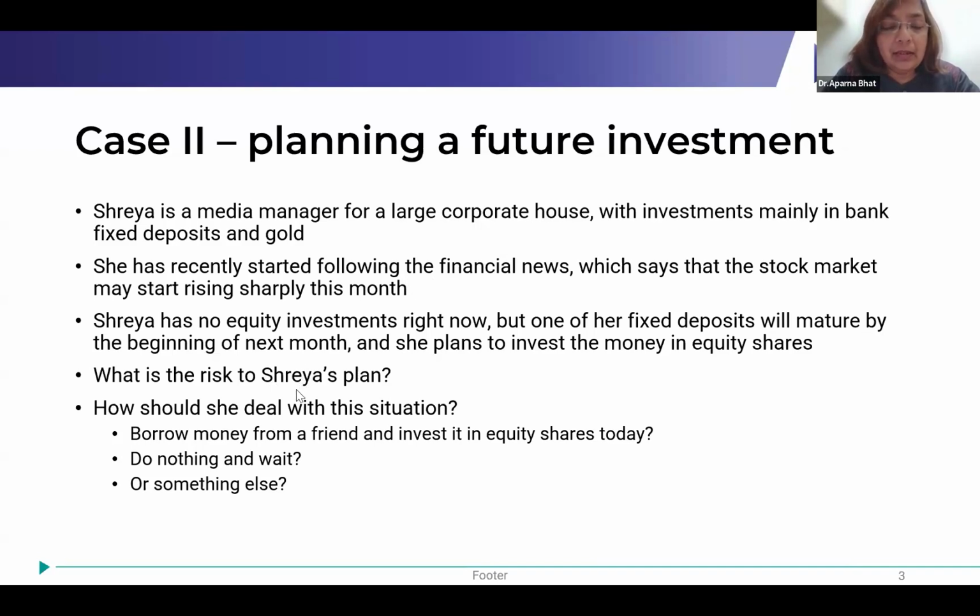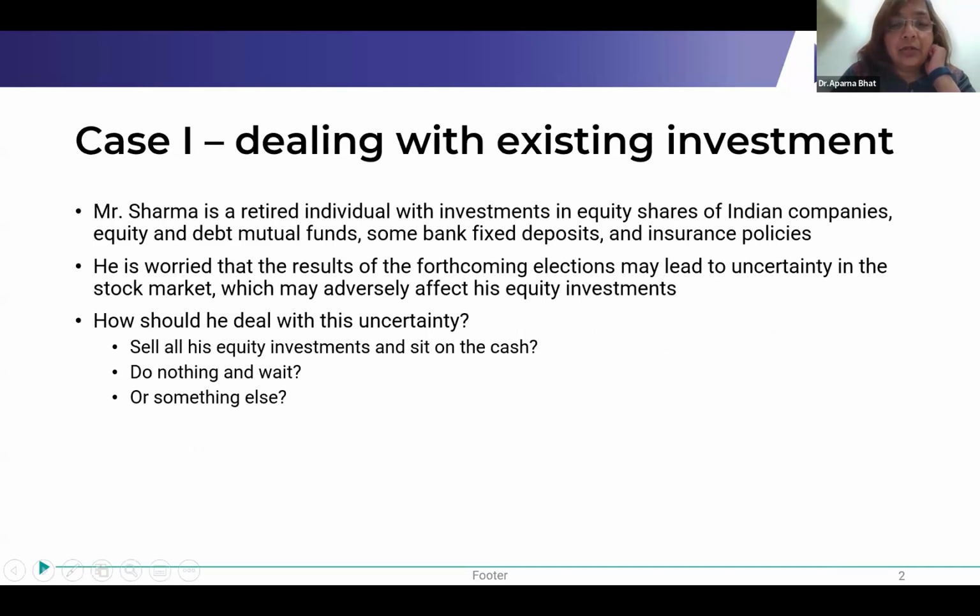It is quite possible that the market may rise 5 or 10% this month, and by the time Shreya actually gets money in her hand and starts investing, the market would have gone up 20-30%. Quite possible, right? So these two cases which I mentioned are different. What was Mr. Sharma's case? Mr. Sharma was worried about a fall in the stock market. He was worried that if election results are not favorable and the ruling party loses the election, then the market may crash over the next 2-3 months.